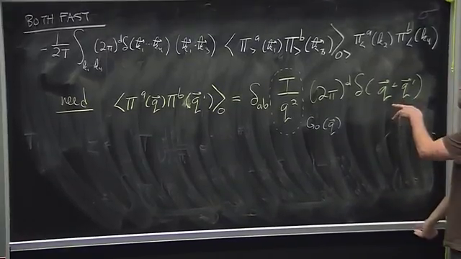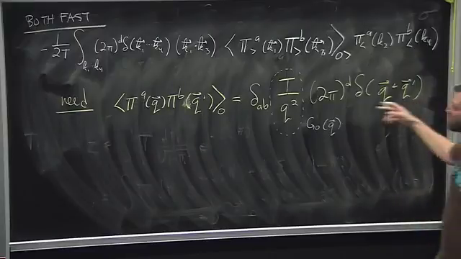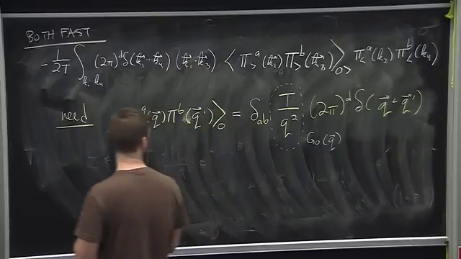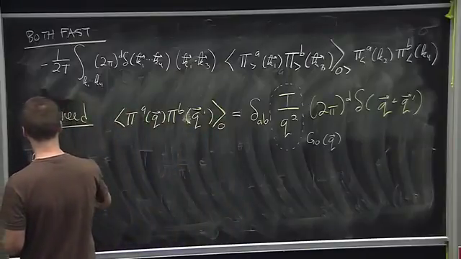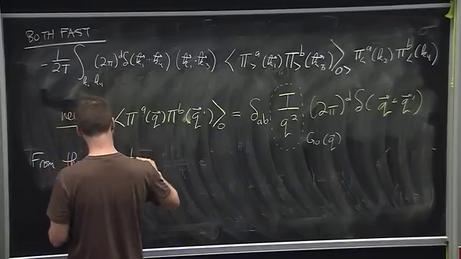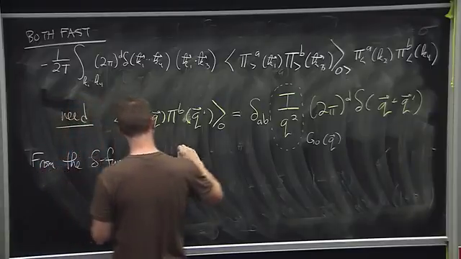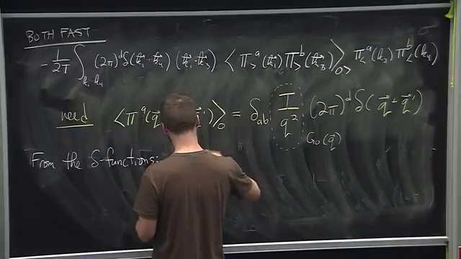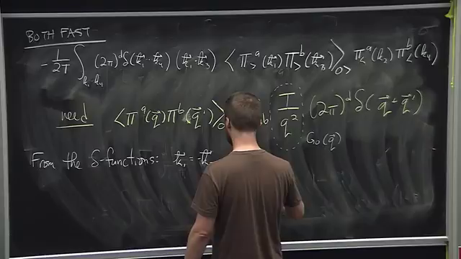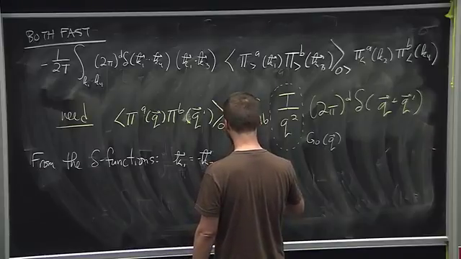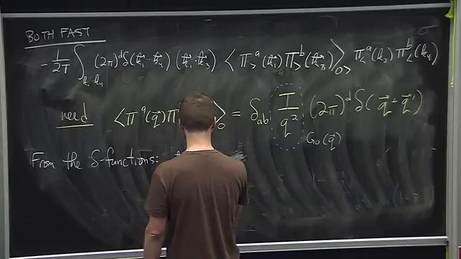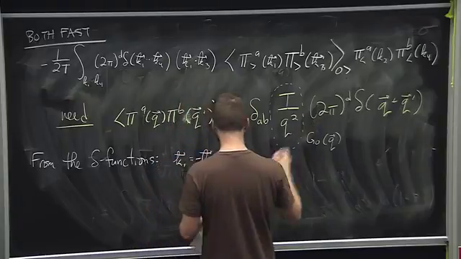This gives a delta function. You also have this delta function. It's the same two kind of delta functions we had before. So let me call K1. So this is the same. K1 is minus K3. Okay, from this delta function.